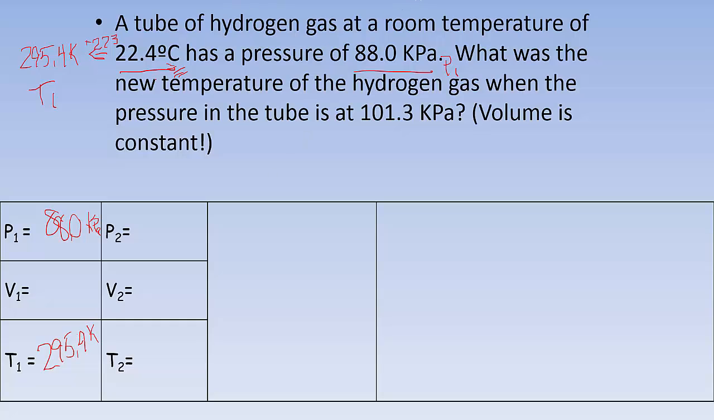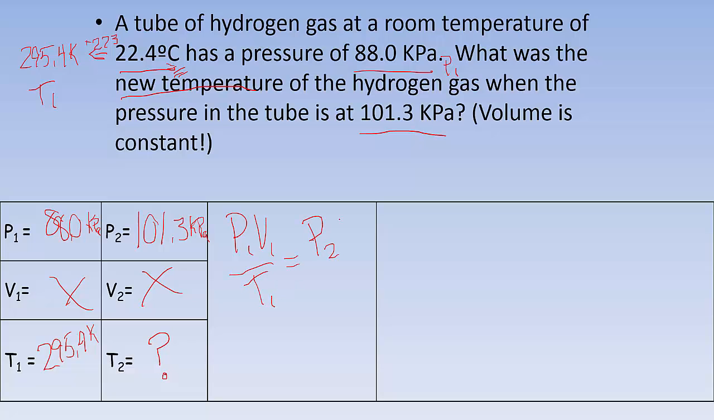What was the new temperature? So they're asking about T2 of the hydrogen gas when the pressure of the tube is at 101.3 kPa. So that is our new pressure. It says volume is constant, so we can cross that out. All right, so let's take a look at our equation. P1 V1 over T1 equals P2 V2 over T2. All right, and it says that the volume is constant, so it cancels out. And what are we trying to solve for? T2. So we're going to need to do some rearranging.